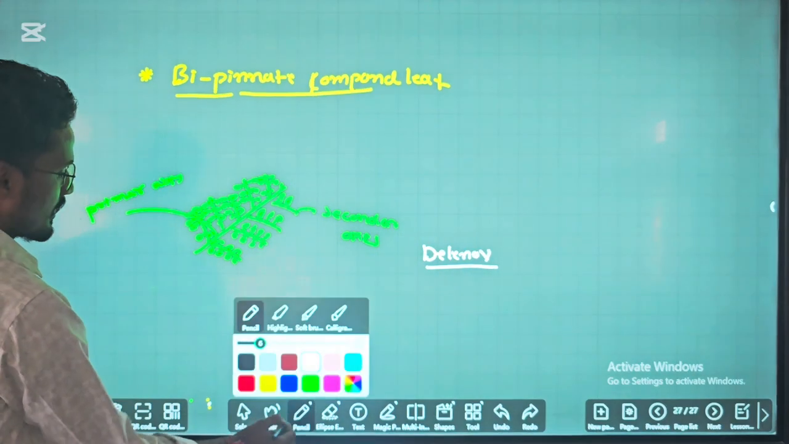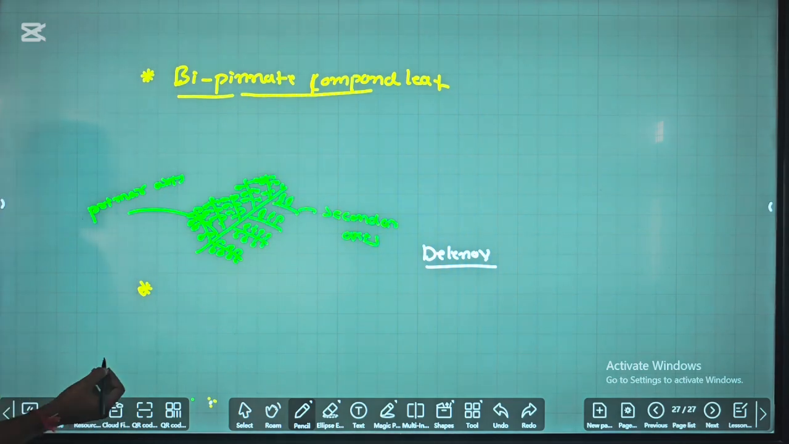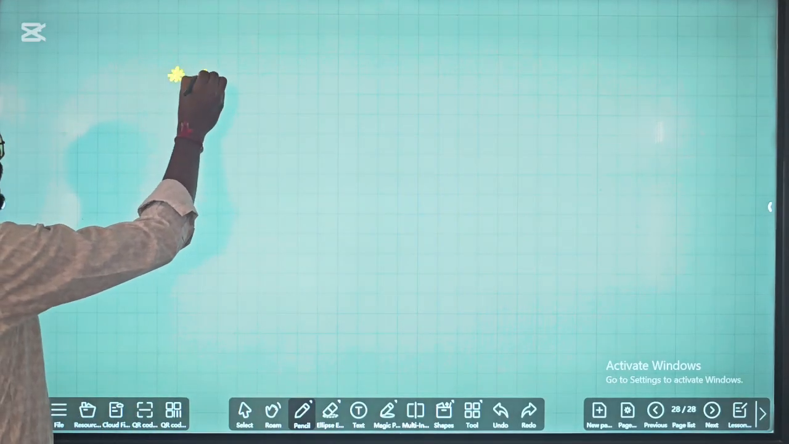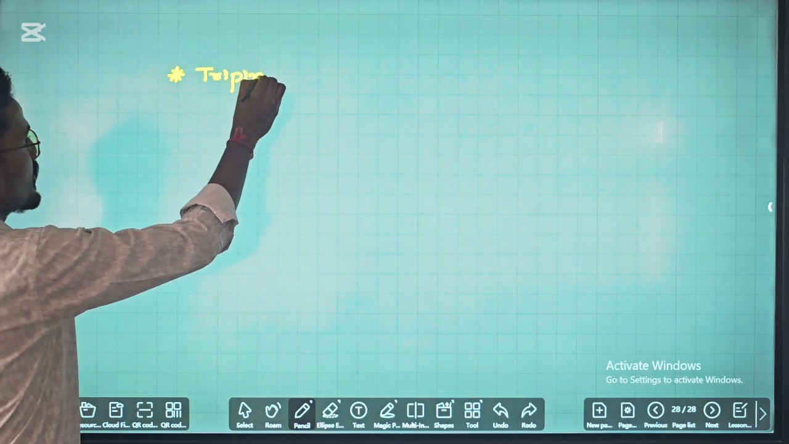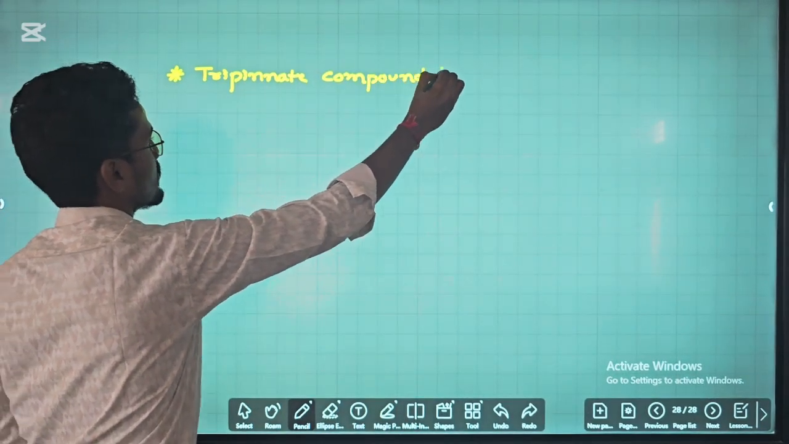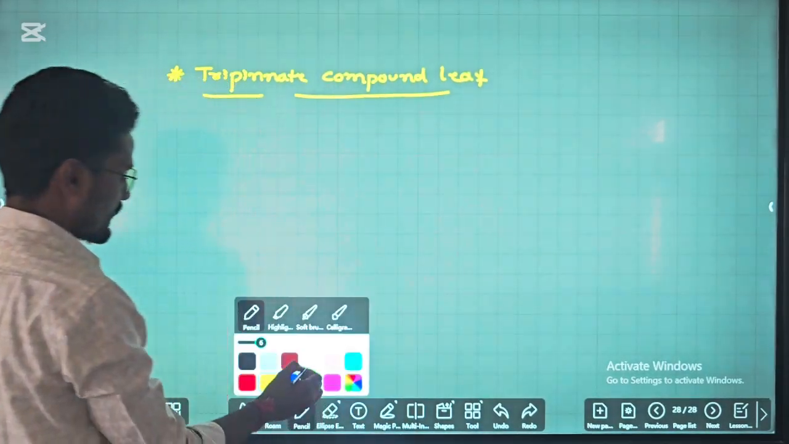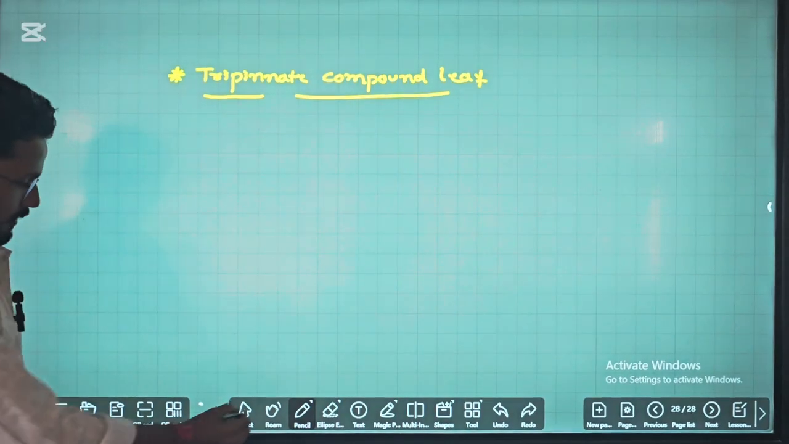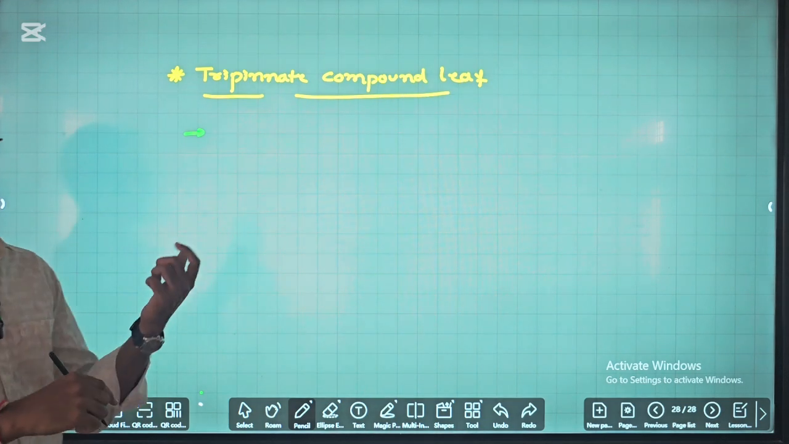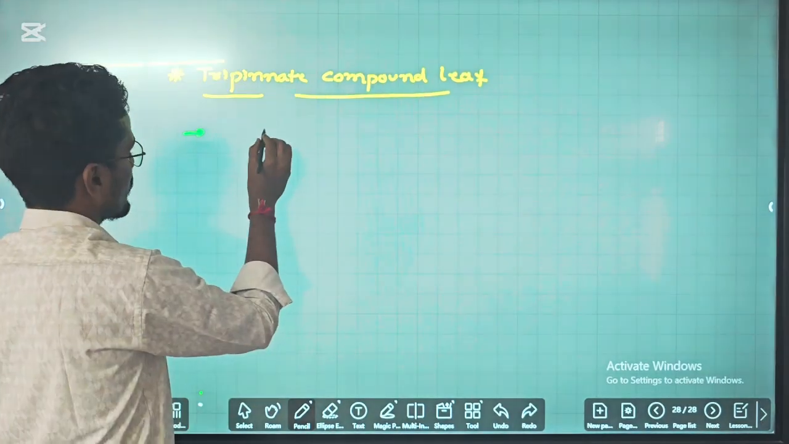Next is tripinnate compound leaf. We'll see it in the next slide. So the tripinnate compound leaf is here. The rachis is going to produce secondary axis. Secondary axis is going to produce tertiary axis. How actually, we'll see.